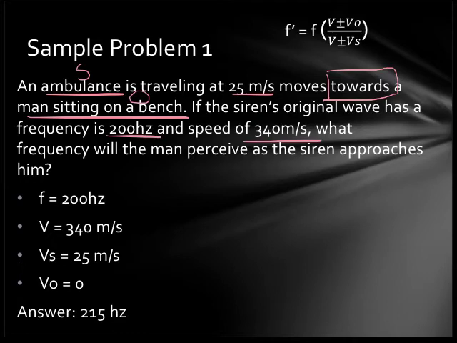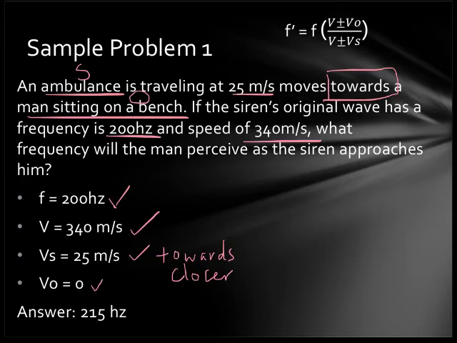So if you list out your knowns, you know frequency is 200 hertz. We already underlined that. We underlined speed. So our source, the ambulance, is moving at 25 meters per second. Something to add to this, it's moving towards or closer to the observer. And the observer is sitting on a bench, so his velocity is 0.